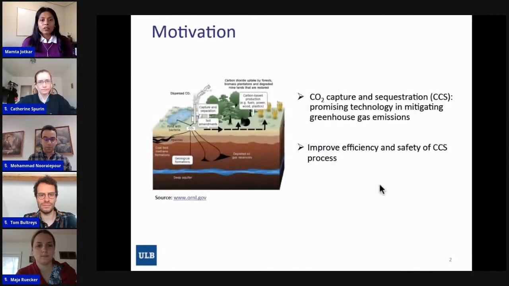As we all know, carbon dioxide capture and sequestration has been proposed to be a promising technology for mitigating greenhouse gas emissions. This involves capturing CO2 at production sites and injecting it into deep saline aquifers for its long-term isolated storage. In this context, it is crucial to improve the safety and efficiency of the process, and this is the main motivation of my work.